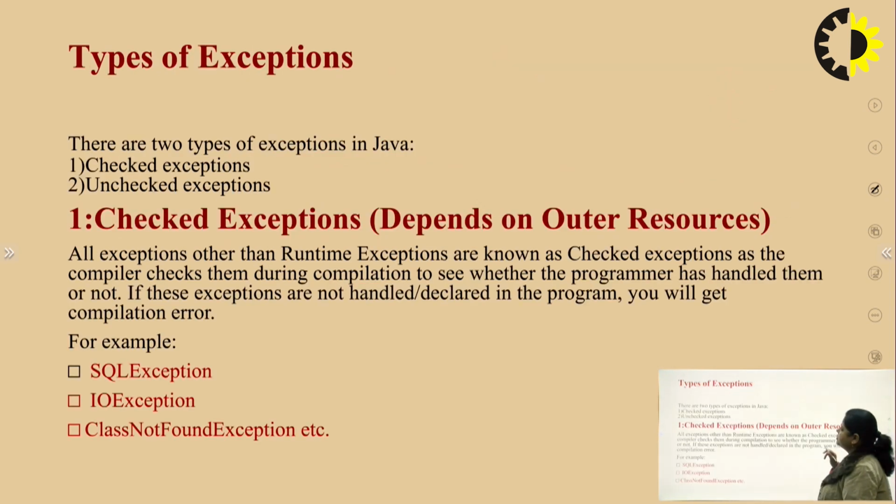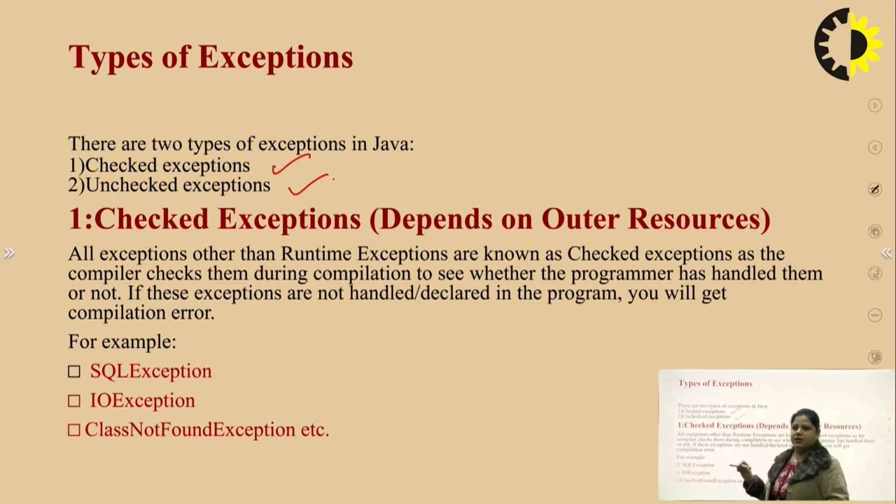So how can we handle runtime exceptions? I also discussed the types of exceptions, checked exceptions and unchecked exceptions. In checked exceptions, all exceptions other than runtime exceptions are handled. For example, SQL exception, input output exception, and class not found exception. All these are examples of checked exceptions.